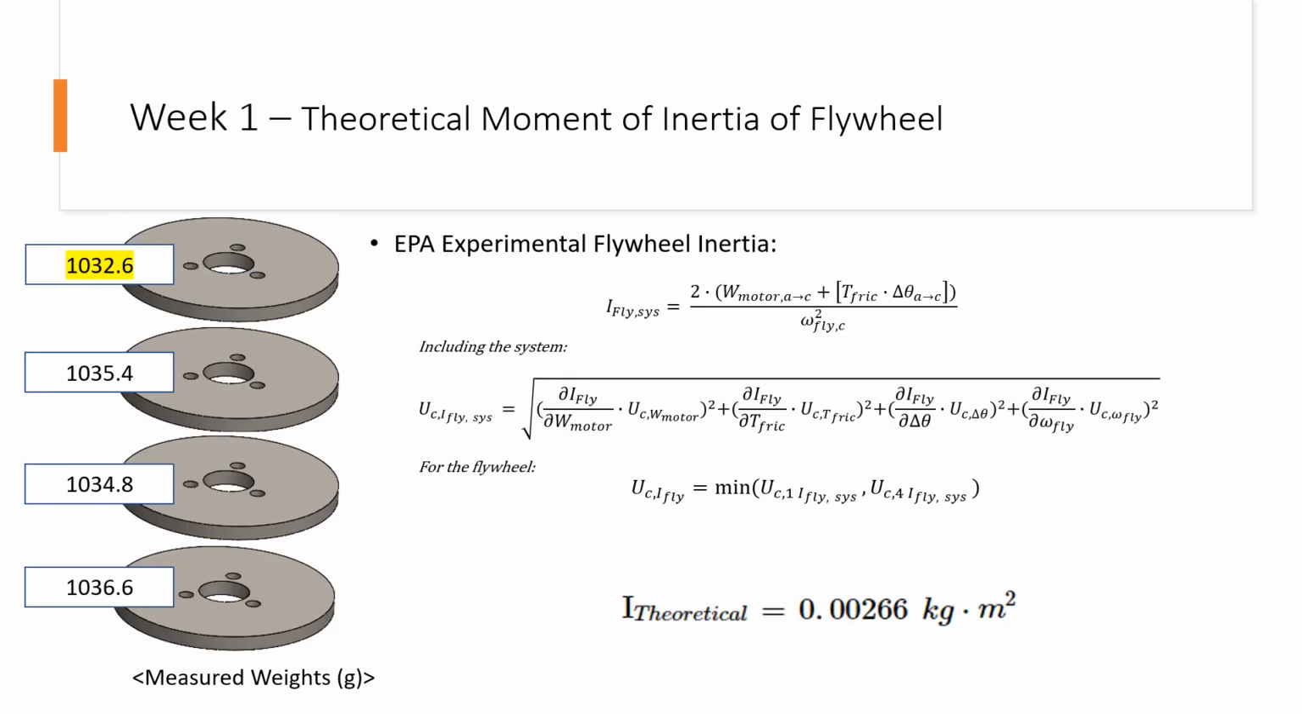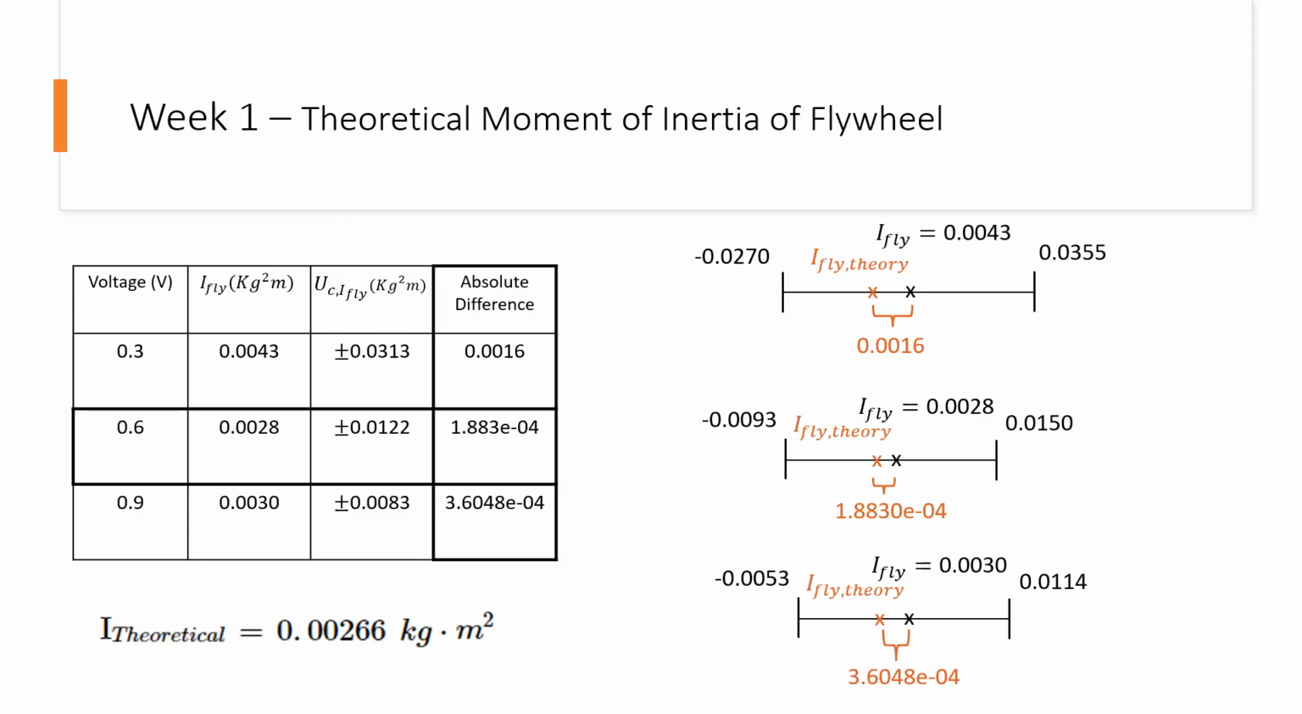The experimental flywheel inertia was obtained through the first equation for both the single flywheel and the four flywheels, including the system inertia. An error propagation analysis was performed to calculate the uncertainty bounds of the experimental flywheels. The uncertainty for the flywheels without the system is determined by taking the minimum value between the uncertainty of the single flywheel and the four flywheels. The uncertainties for the different voltages are displayed in this table.